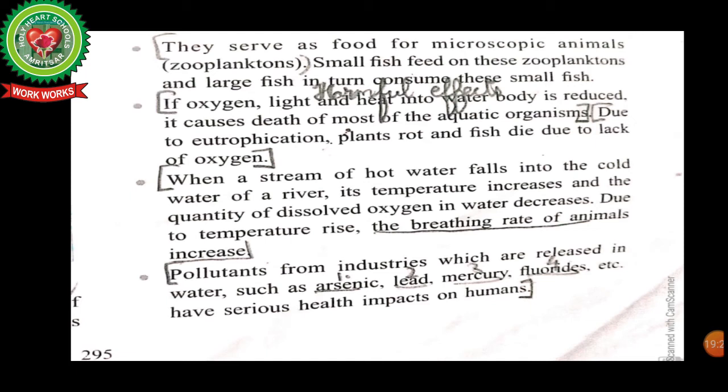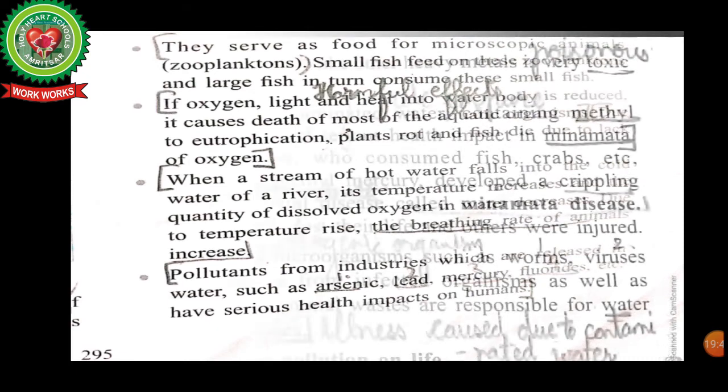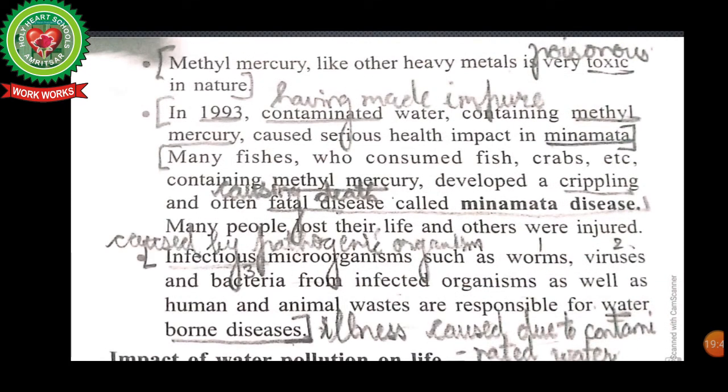Pollutants from industries which are released in water, such as arsenic, lead, mercury, fluorides, etc., have serious health impacts on humans. I have already discussed its impacts in the previous slides. Methyl mercury, like other heavy metals, is very toxic in nature. That is, it is very poisonous. In 1993, contaminated, that is made impure, water containing methyl mercury caused serious health impact in Minamata.